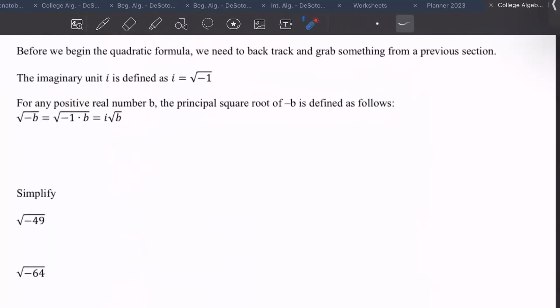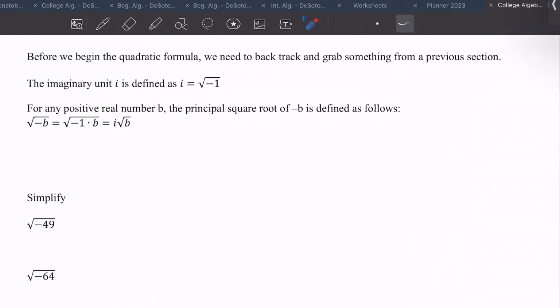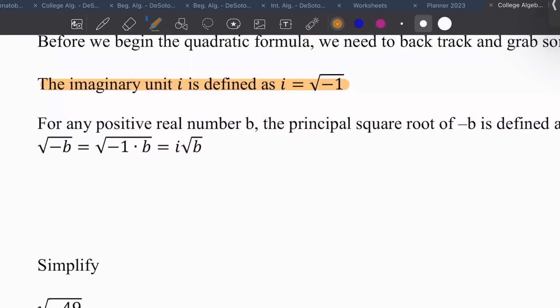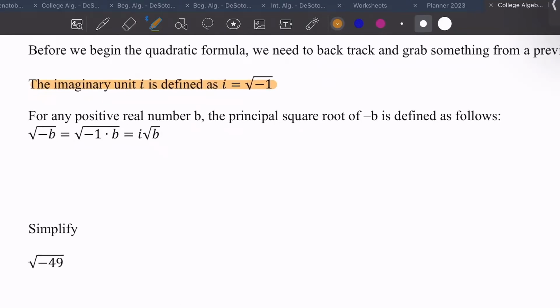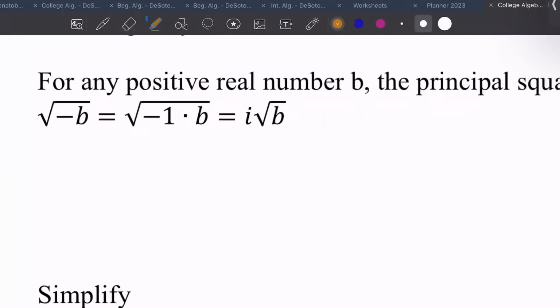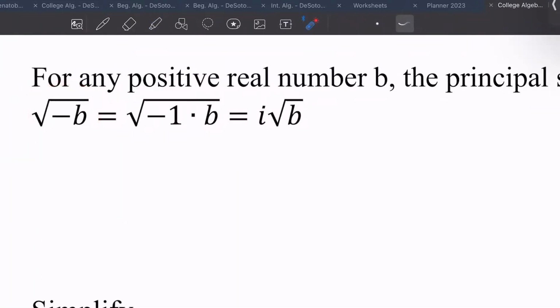Now, we are going to look at the quadratic formula, okay? But before we do that, we need to backtrack and grab something from a previous section, right? And that something is the imaginary unit i, okay? And i is the square root of -1, okay? So for any positive real number b, the principal square root of -b is defined as follows. So here we have the square root of -b, all right?